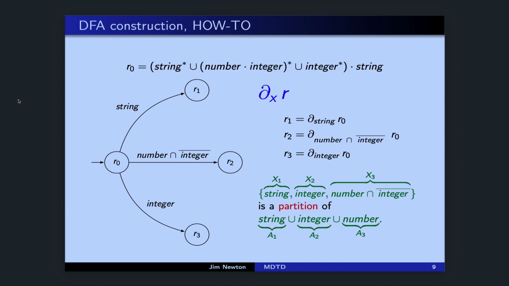So we have some set of input types which are labeled as A, A1, A2, A3, which come directly from the regular expression. And we want to derive a set of types, which is a partition. So string, integer, and number and not integer, which I label as X.